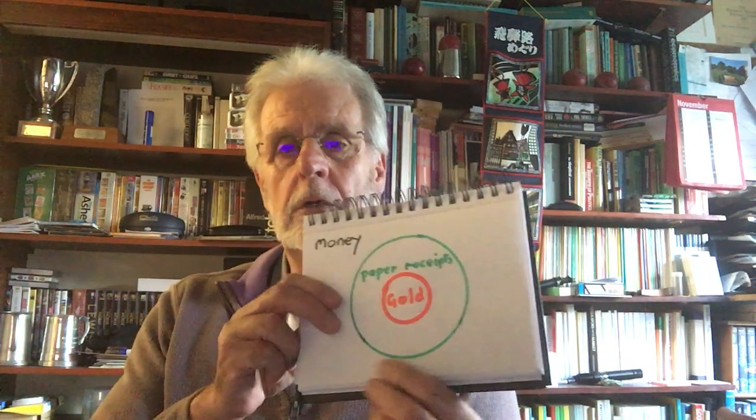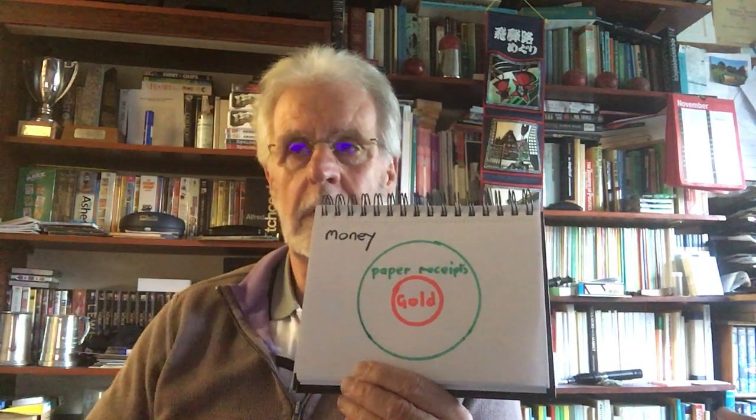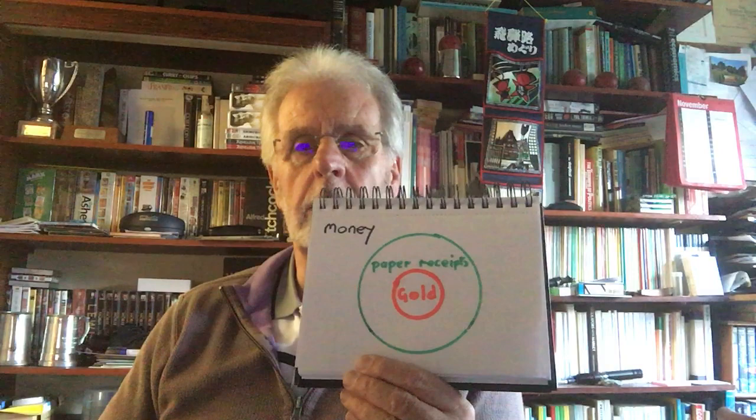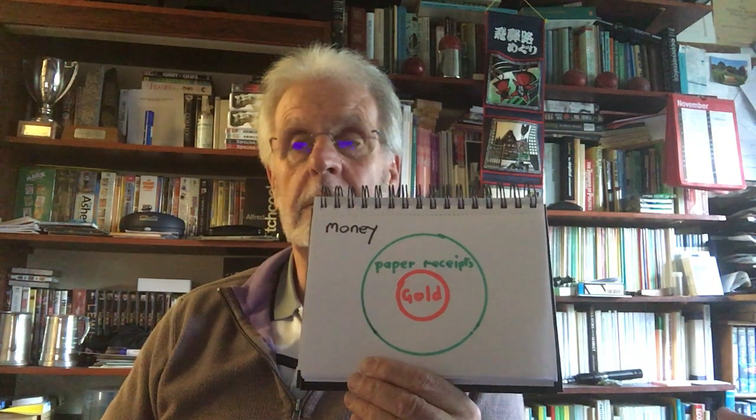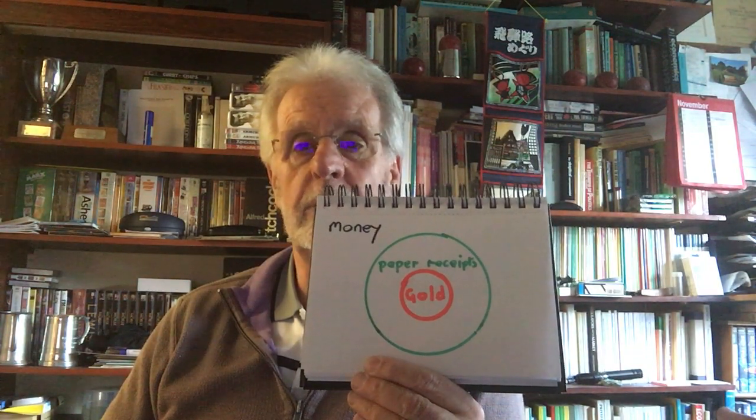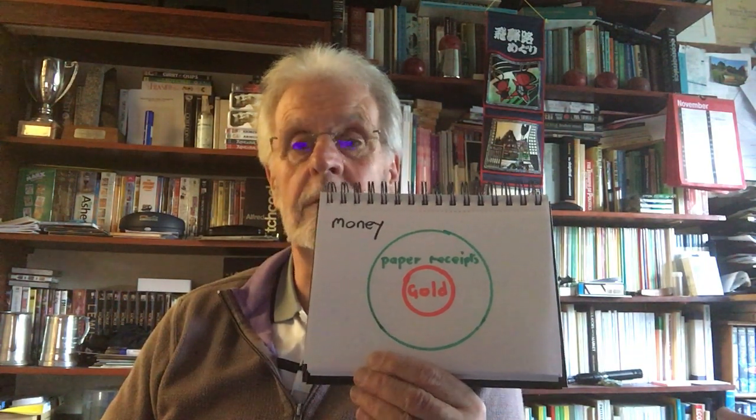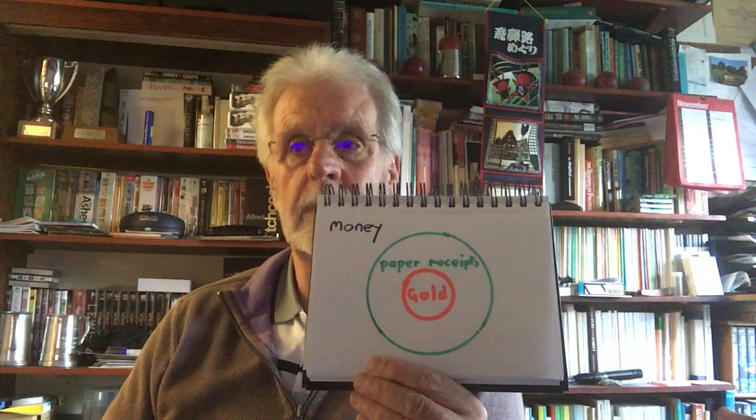We're now in a situation where money looks like this. It's now two concentric circles. It's the original gold that was deposited, but the amount of money in the economy has expanded as a result of paper receipts which have been issued in excess of the gold in those vaults.